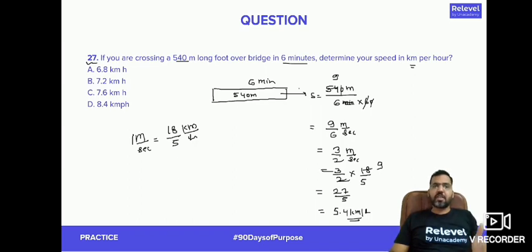Let's check the calculation again. 540-meter distance is traveled in 6 minutes. Minute is converted to second by multiplying 60. 540 by 360, 6 into 9 is 54, 3 by 2 meter per second. 1 meter per second is equal to 18 by 5. 3 by 2 into 18 by 5, 27 by 5. Answer has to be 5.4 kilometer per hour, which is not given in the question. This must be a typing mistake, right? Answer would be 5.4, let's keep it as 5.4. This has to be the correct answer, right?